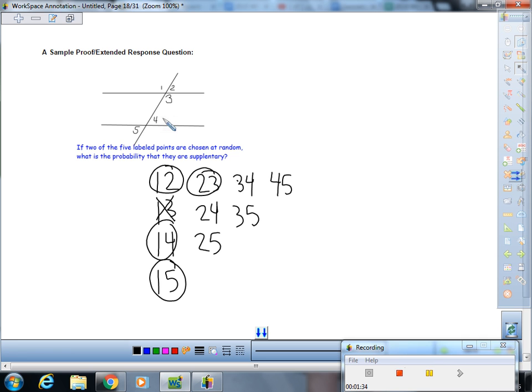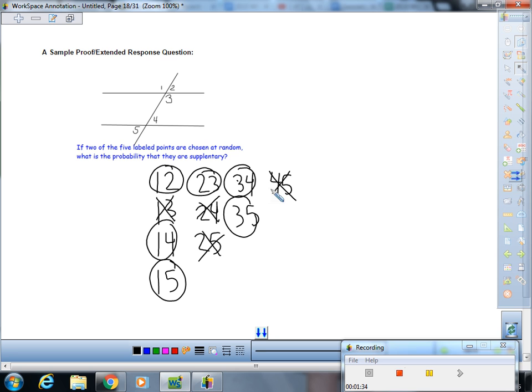2 and 4 are not supplementary because they're congruent. 2 and 5 are not supplementary because they're vertical angles. Now 3 and 4 are supplementary because they're on the same side of the parallel lines. 3 and 5 are supplementary because 5 is equal to 4, and 4 and 3 are supplementary. And 4 and 5 are not supplementary because they're vertical angles.